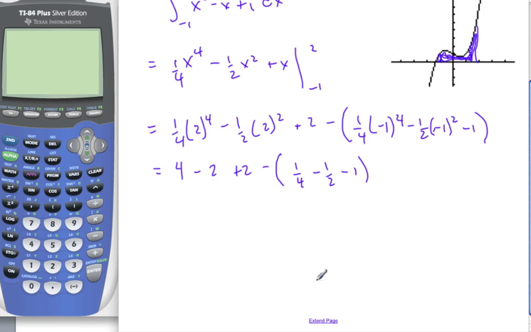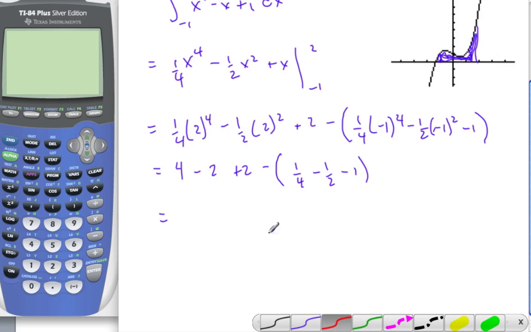Okay, and so now we keep on doing our computations. Well, I can see that those cancel away. So we're left with just 4 minus, and now we have a fourth minus a half. All right, so let's say this is 2/4 and minus 4/4. So I get 4 minus 6/4, plus 1 is minus 5/4.